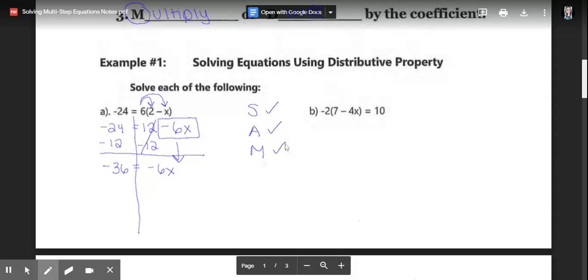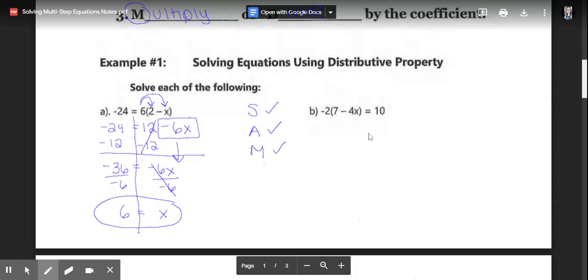Final step is either to multiply or divide. So this says negative 6 times x. To undo that, I need to divide both sides by negative 6. The right-hand side will cancel. I now have the x isolated all by itself. And on the left-hand side, negative 36 divided by negative 6 makes a positive 6. So final answer, x equals 6. So that's how you solve an equation using the distributive property.